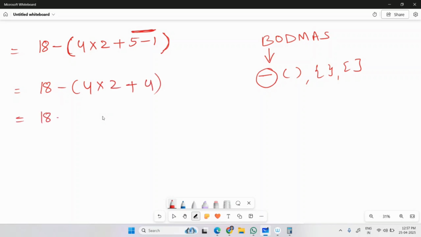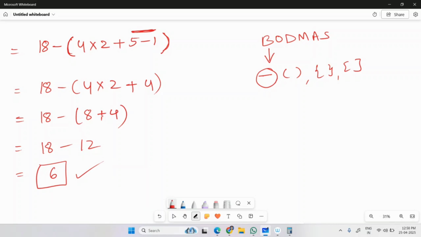Now 18 minus 4 times 2 plus 4. First we do multiplication in the brackets and then addition. 4 times 2 is 8, plus 4. Now 18 minus 8 plus 4 is 12. So 18 minus 12 is 6. So the answer is 6. This is how we solve with closed brackets.